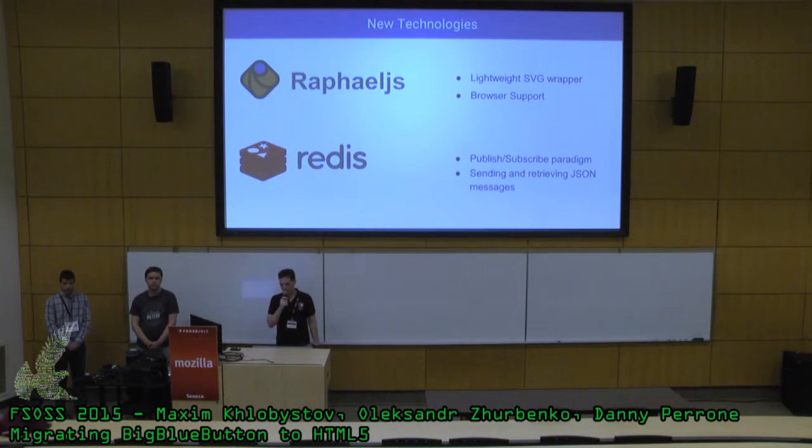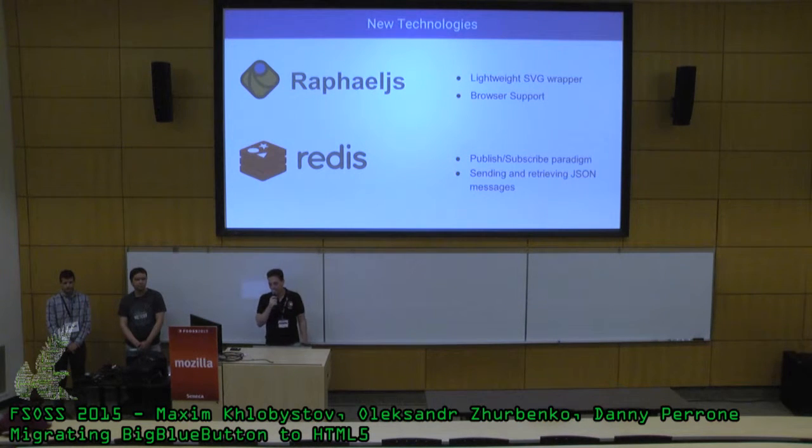Raphael.js and Redis are the last 2 technologies we use in the HTML5 client. Raphael.js is a lightweight JavaScript library which is designed to work with SVG animation. Frankly speaking, there are a few more SVG wrappers on the web, but we chose Raphael.js because of its excellent browser support. It works even in IE6.